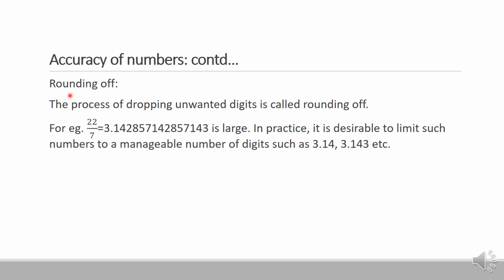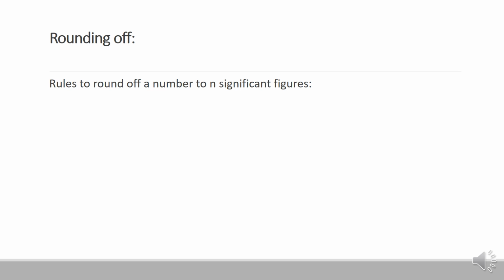Next, let us understand the concept of rounding off. The process of dropping unwanted digits is called rounding off. For example, the value of pi, that is 22 by 7, is written in some instances as 3.14 and in some other instances as 3.143, etc. There are some rules to round off numbers.